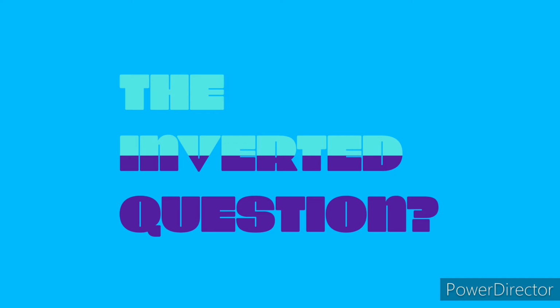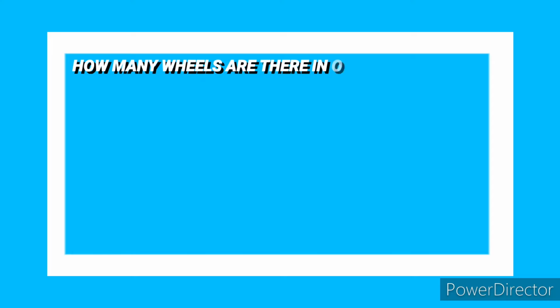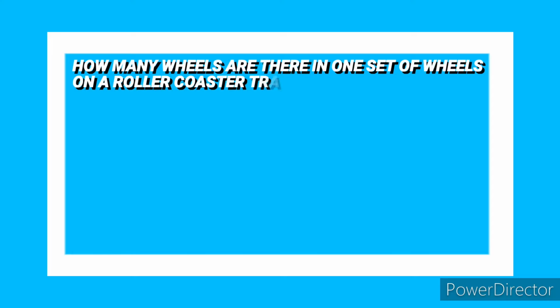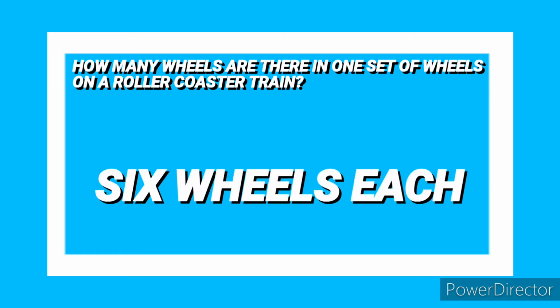And now is time for the part of the video where I ask you the inverted question, in order to test how much you have learned from this video. The question is, how many wheels are there in one set of wheels on a roller coaster train? If you guessed 6 wheels each, then you are correct.